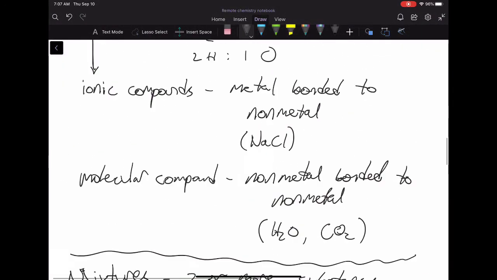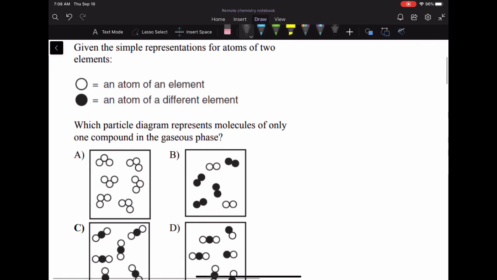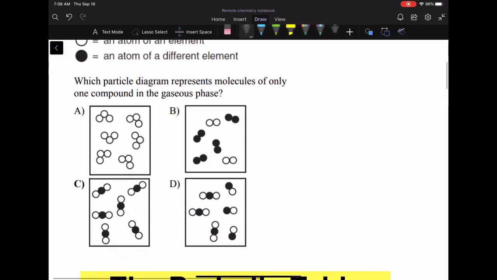All right, so let's go all the way back up to the top of our notes, and let's answer the sample question. So it says, given the sample representations for atoms of two elements, we can see that the clear circle represents an atom of an element, and then the black circle represents an atom of a different element. And the question says, which particle diagram represents molecules of only one compound in the gaseous phase? So remember, compounds are two or more elements bonded together. So for the compounds, it would not be A and it would not be B, because those do not represent compounds.